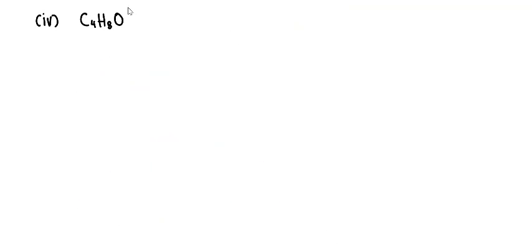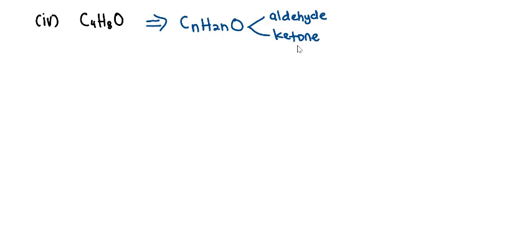For the fourth molecular formula, we have C4H8O. Let's have a look at the general formula for this molecular formula. So we have CnH2nO. From this general formula, we know that it can be an aldehyde and also a ketone. Since we have two different classes of compound, it can make a functional group isomer. The number of carbons is 4, so we might have a chain isomer, and also we have a functional group, so we might have a positional isomer as well.